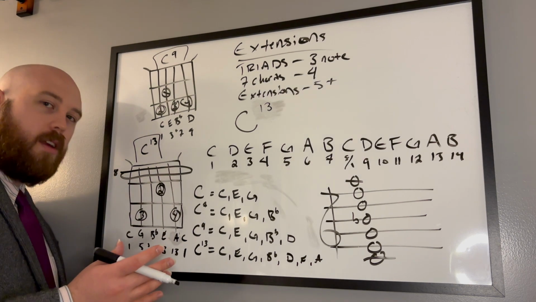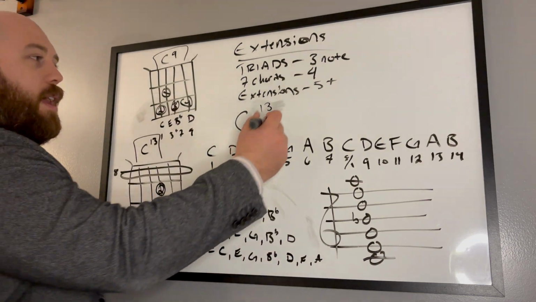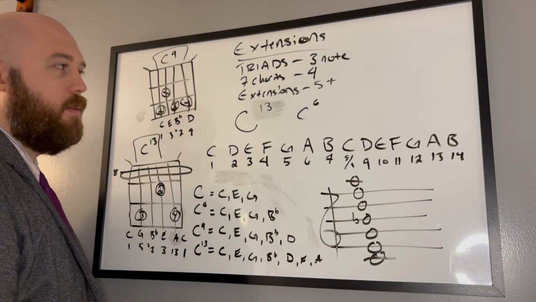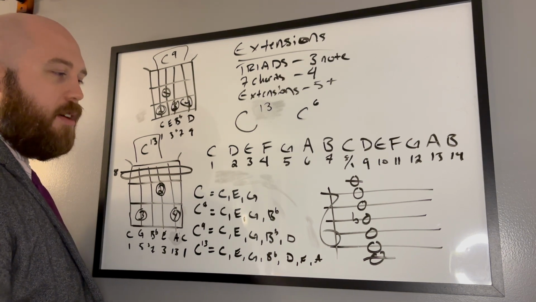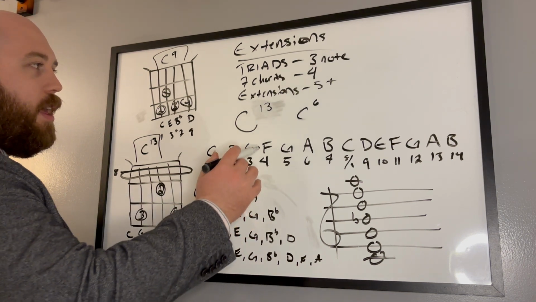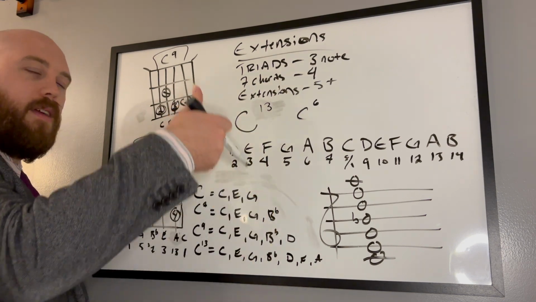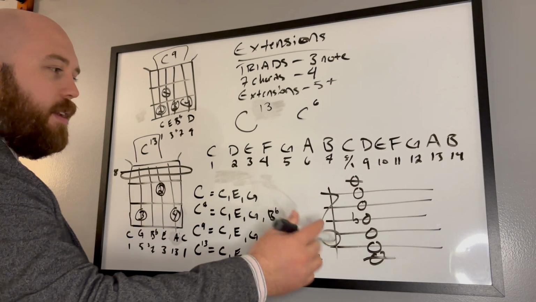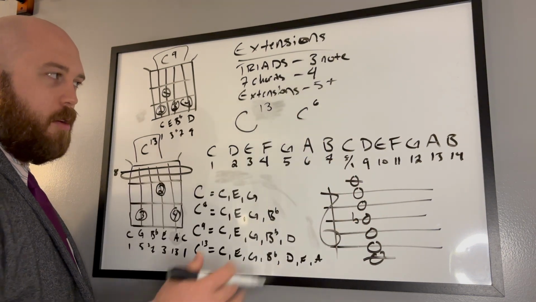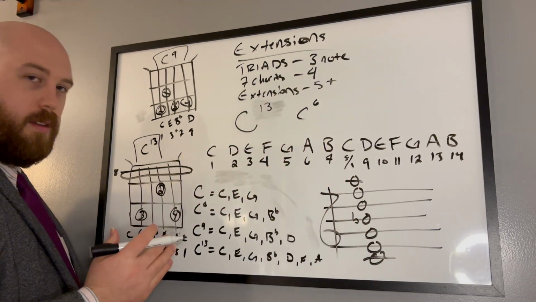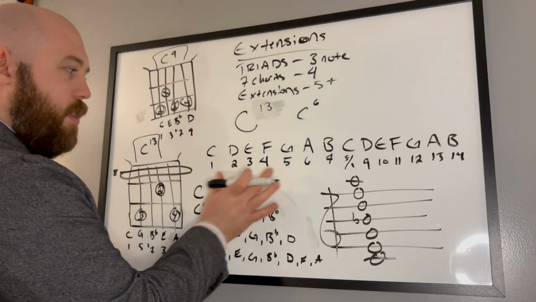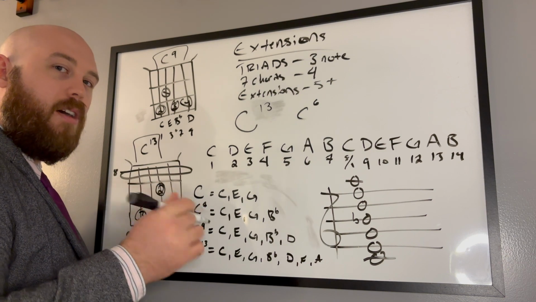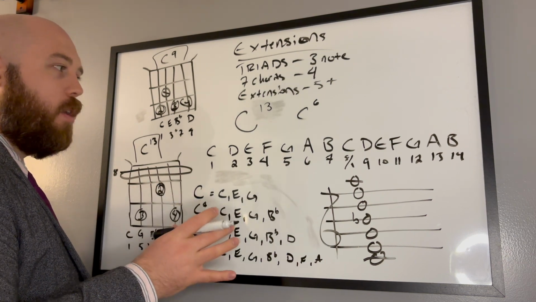Now, sometimes you'll see chords that say C6, for example. All right. Now, how is that different? If the number is above 7, it's an extension. You're adding notes on top of the chord. If it's below 7, within this first octave here, you would be adding that note into the chord itself.